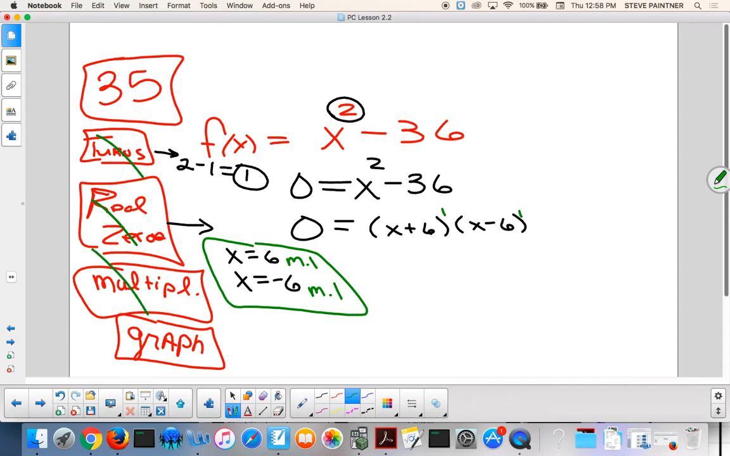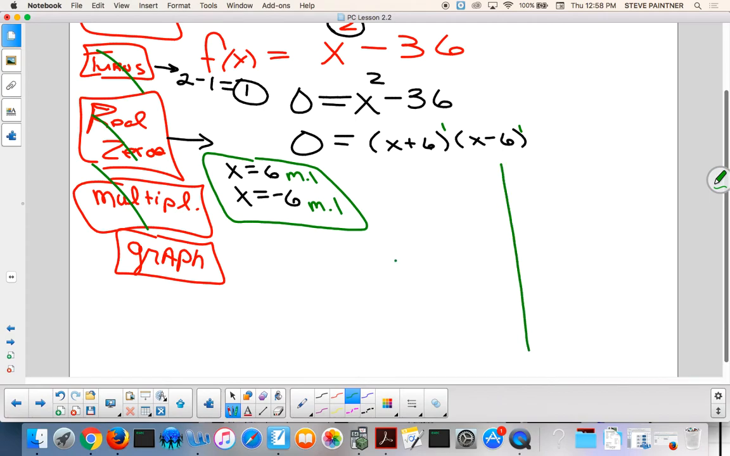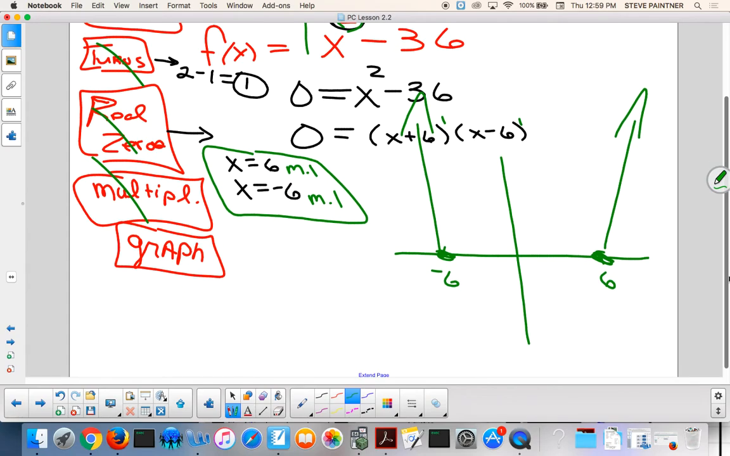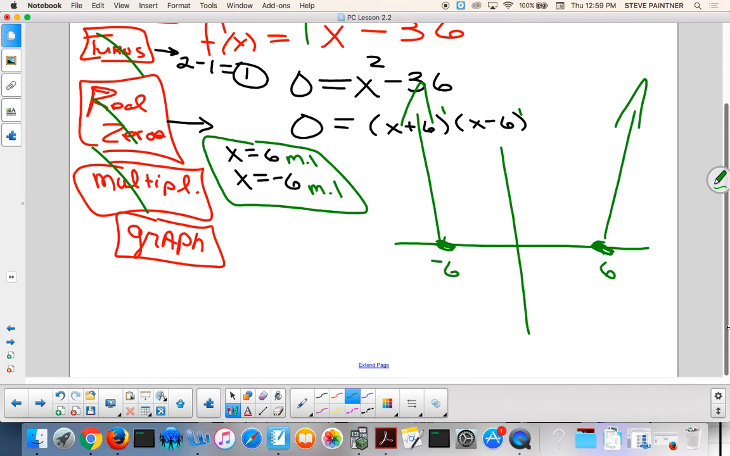Graph it. Okay, so to graph it, here we go. This is all I know. I know zeros are 6 and negative 6. Right here. Okay, I know the end behavior, don't I? It's up. It's even. It's positive. I know it's up. Here's the cool thing. It's a parabola. Parabolas are symmetrical, guys. Where would the vertex happen? On 0, dead center, 0. So if you just let x be 0, I bet you can find the vertex quick.